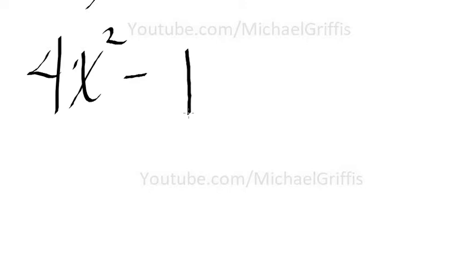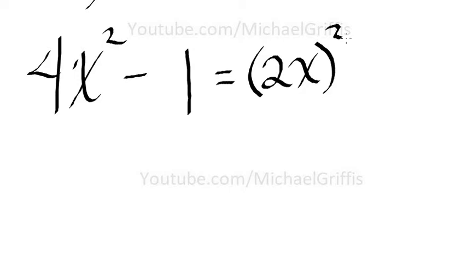Okay, let's look at another example. 4x squared minus 1. I'm going to rewrite this as 2x, that quantity squared, minus 1 squared.